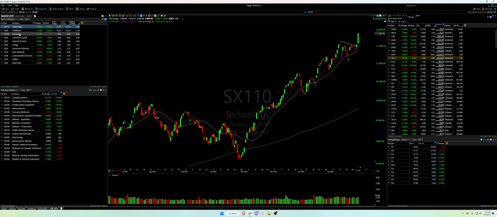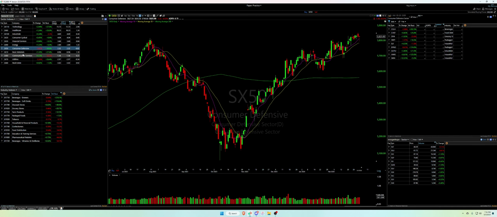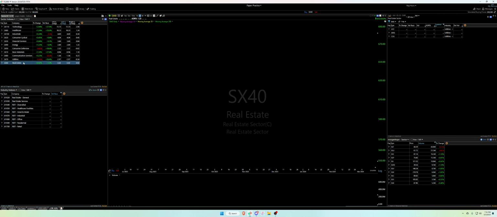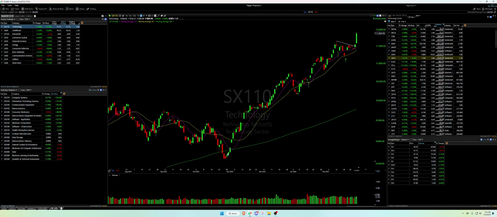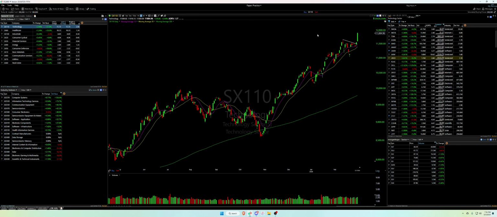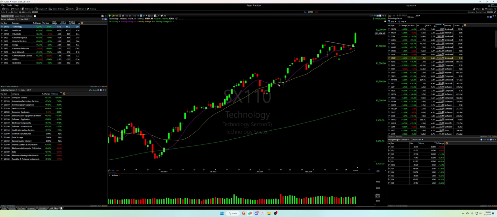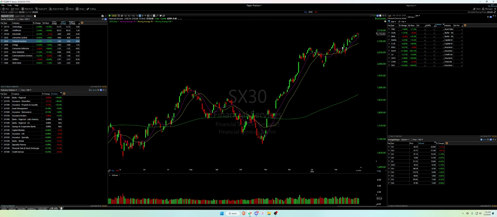So what I look for is I go through each and every sector on my scan. This is every single sector that there is. As you can see right now, tech is obviously leading. It's been leading, probably always will lead. But there's a rotation for all the sectors, that some will do better than others at some points. So I go through these. I see everything that looks to be setting up.